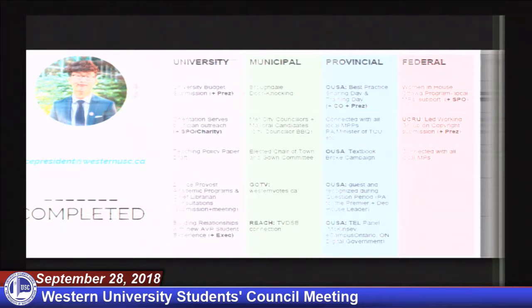And our submissions are, unfortunately, confidential. However, they're based on all of our standing policy of the USC. And I've also been focused, with the other executive, on building relationships with the new AVP Student Experience.